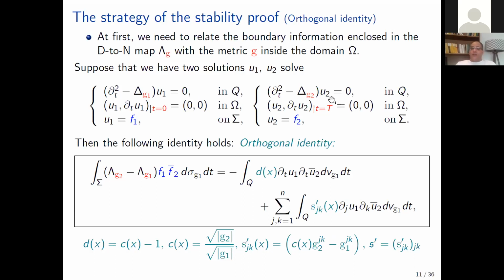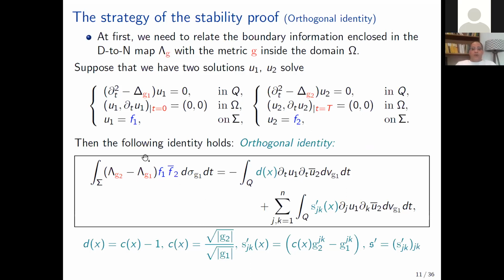And consider u2, a solution to the forward wave equation with the metric g2, final data equal to zero, and the boundary condition f2. Here f1 and f2 are given functions. So if we consider one of them, we multiply it by the solution of the second system. By integration by parts and the Green formula, we can find this identity, the orthogonal identity.